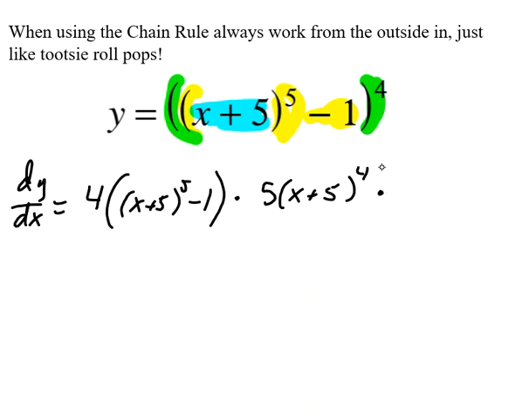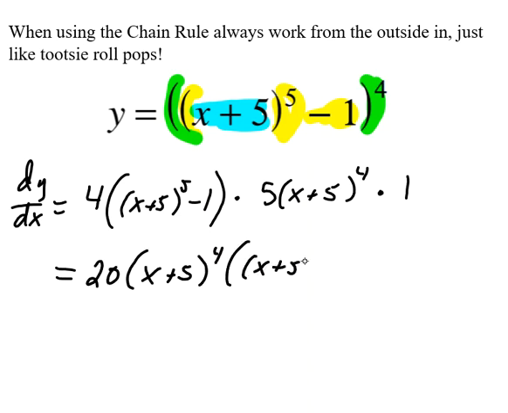Now I'm going to do the derivative of this inside layer. Derivative of x plus 5 is just 1. So it really didn't change anything, but still good habit, because if it had been 2x plus 5, then I would have had a 2 on the outside. 20 times (x plus 5) to the 4th. Since this is multiplication, I could have these in a different order as well. Okay. Oops, this one should have had to the 3rd. I missed the 3.